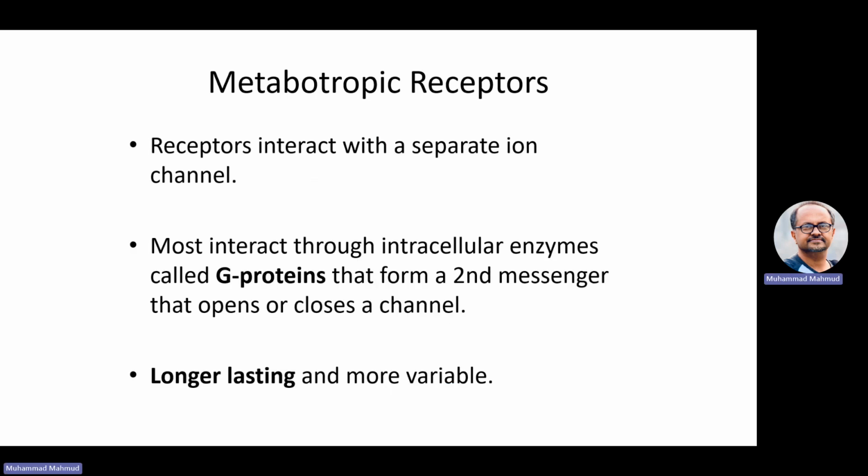In the second type, we have metabotropic. This time, the receptors interact with a separate ion channel, not the same one like the previous. We discussed that one, that worked on the same place. But here, you will see that it works on a separate ion channel, and they mostly interact through the intracellular enzyme called G proteins that forms a second messenger to open or close the channel. It's long lasting and more variable.